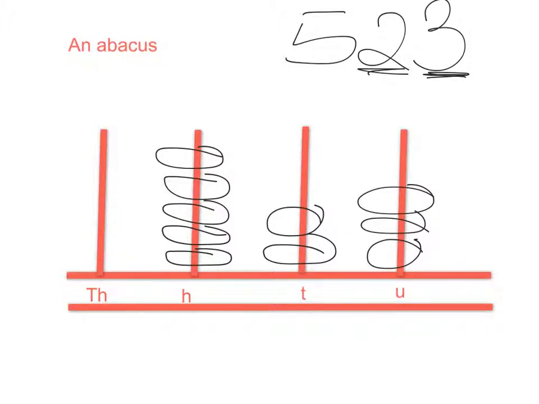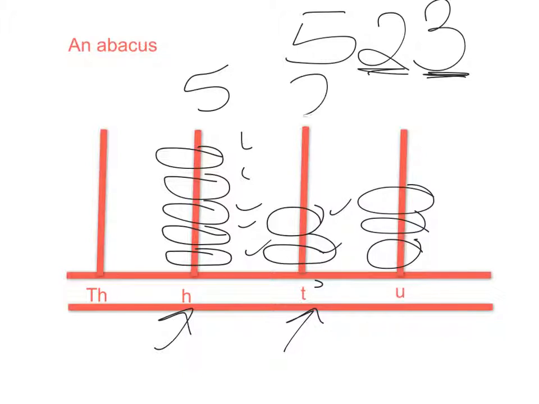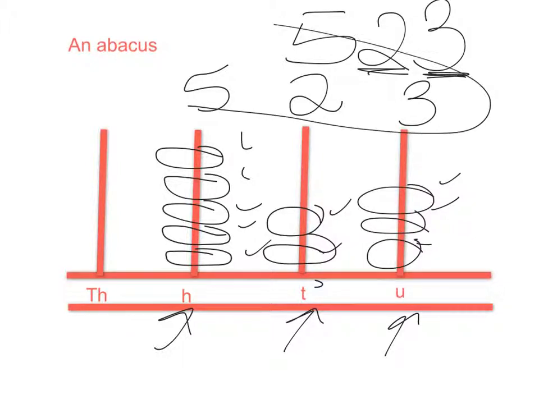So here, let's look at this again. We have hundreds, we have 1, 2, 3, 4, 5 of them. In the tens, we have 1, 2, 2 of them. And in the units, we have 1, 2, 3 spots. So all of that together makes 523.